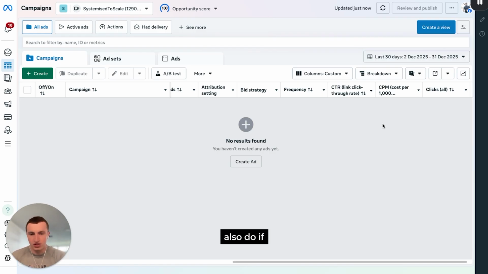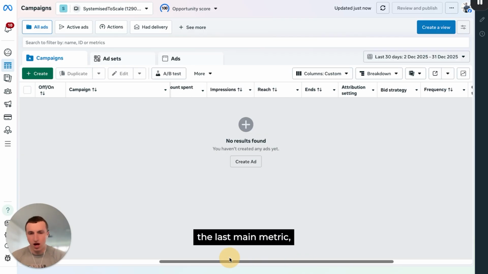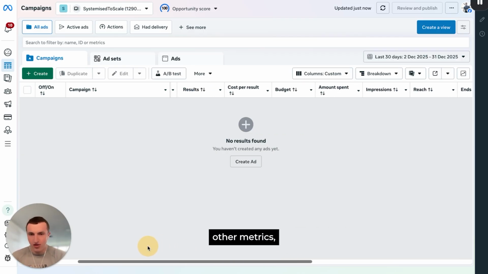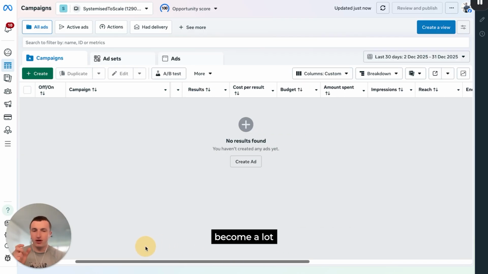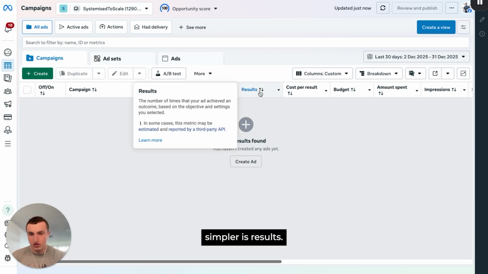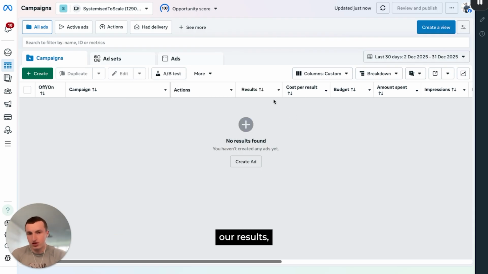What we can also do, if we scroll across, is look at the last main metric. There are obviously other metrics, but if we understand these four things, it becomes a lot simpler. That is results: the cost per result, and how many results we get. This obviously varies very much depending on what you're running, whether it's a direct sale, a call booking, or a page visit. That depends.